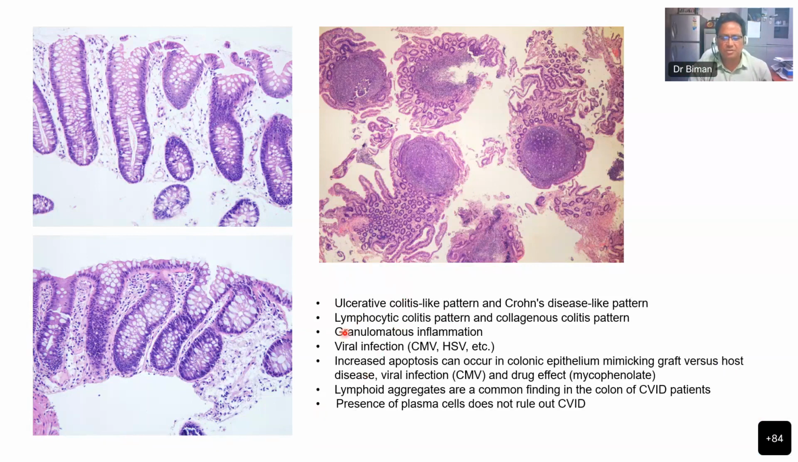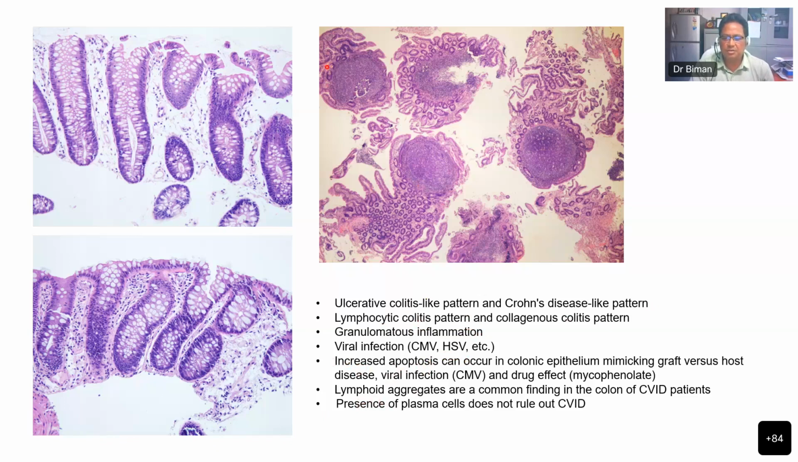there are different patterns of gut pathology that can be seen in patients with CVID. Ulcerative colitis-like pattern and Crohn's disease-like pattern. You can have a lymphocytic colitis pattern and collagenous colitis pattern. You can have granulomatous inflammation. You can have a lot of viral infections, including the enterovirals. And you can also have lymphoid aggregates.